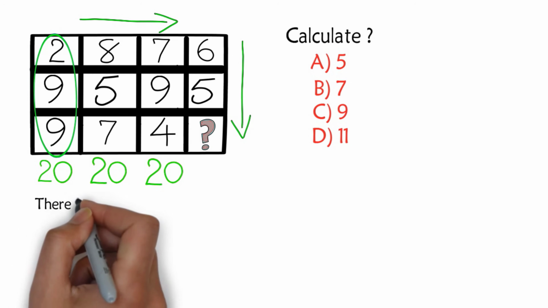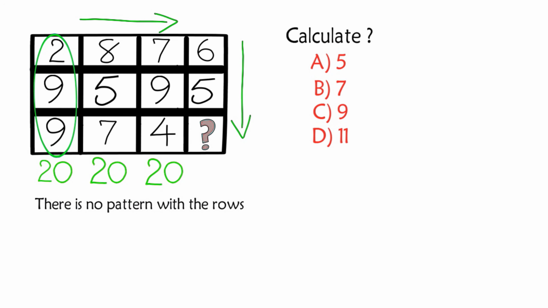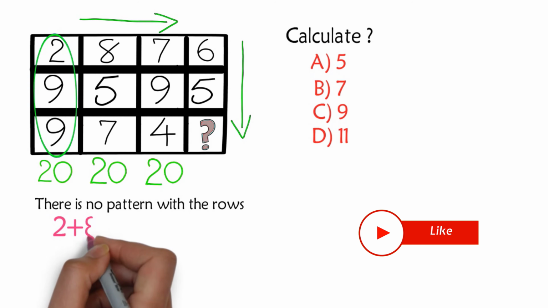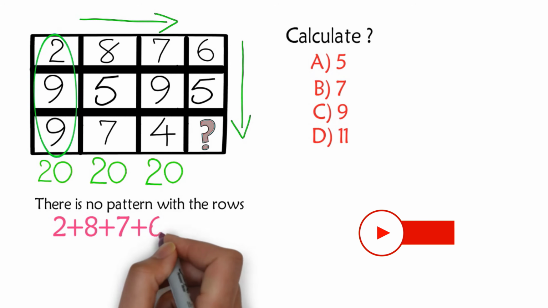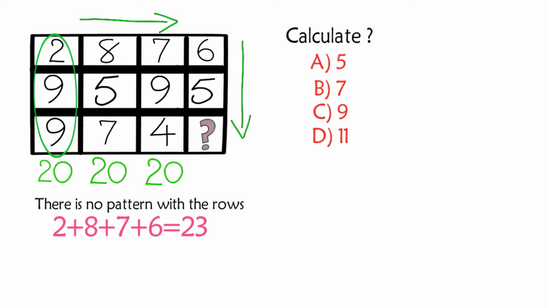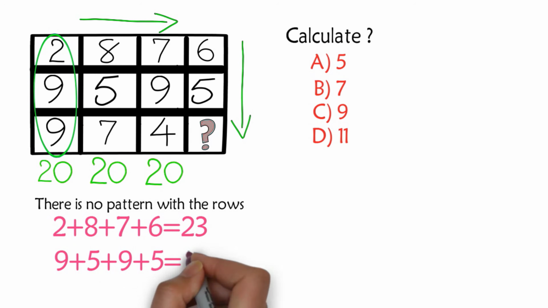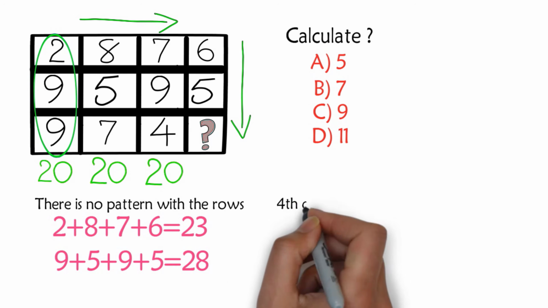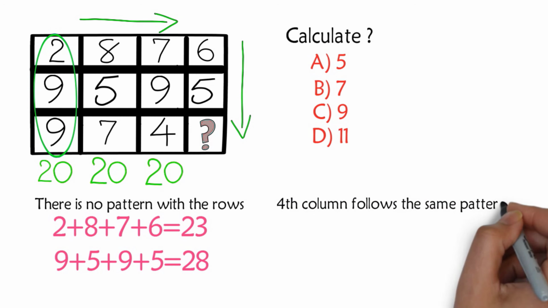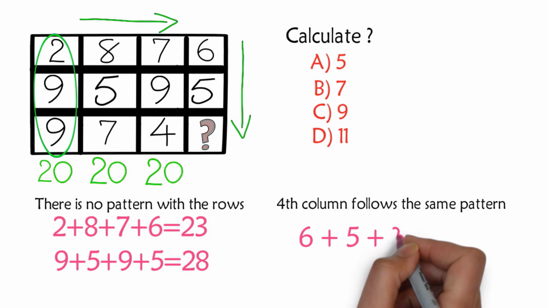We also want to check if there is a pattern with the rows. And there is no pattern, because the first row adds up to 23: 2 plus 8 plus 7 plus 6 equals 23. And the second row adds up to 28: 9 plus 5 plus 9 plus 5 equals 28. So there's no pattern. Based on this information, you can calculate the missing value in the fourth column.